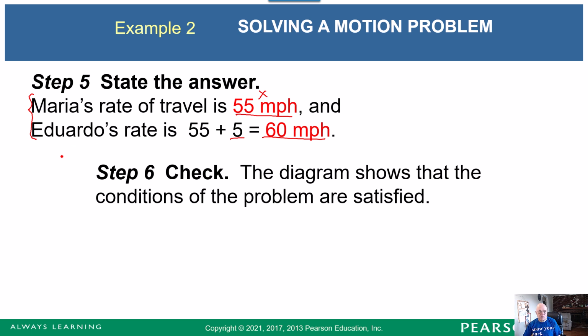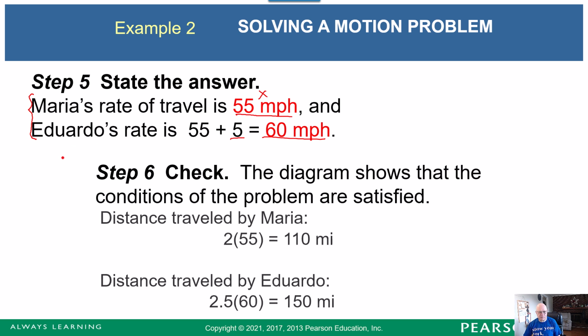Last of all, the diagram shows that the conditions are satisfied. So, Maria, do that calculation, put the 55 in for x for Maria. There's 110 miles that she goes. Put the 60 in for Eduardo's speed, and you find he went 150 miles. And what did it say? Eduardo went 40 miles more. Compare those. What's the difference? 40 miles.